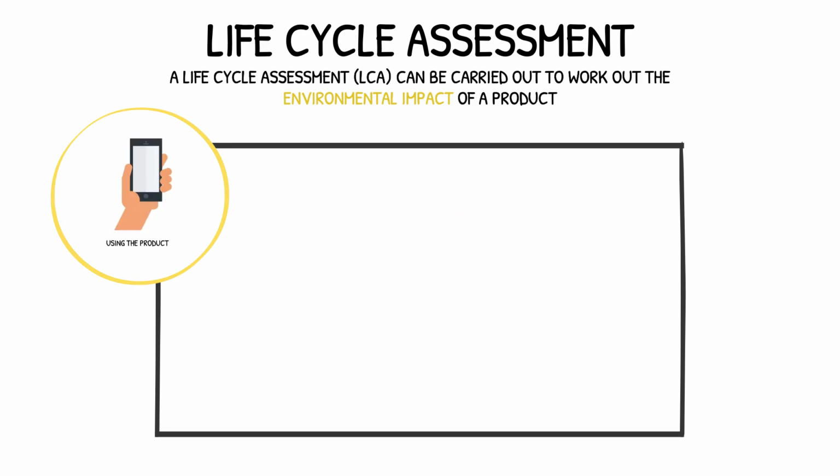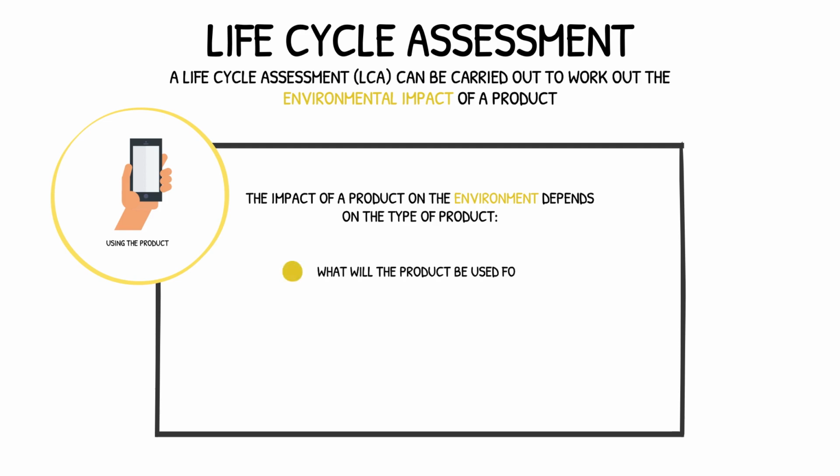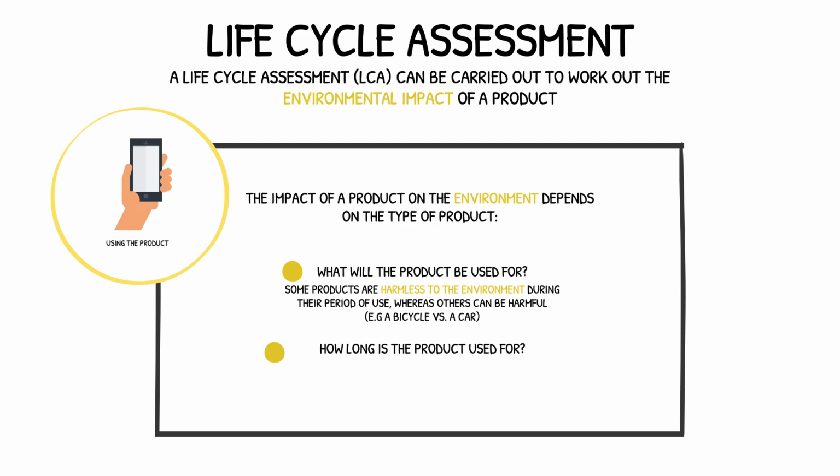Now the product has been manufactured and is in use, its impact on the environment must be assessed. The impact of the product on the environment is dependent on the type of product. So at this stage, it's important we consider what the product will be used for. Some products are harmless to the environment during their period of use, whereas others can be harmful. For example, a bicycle is harmless to the environment during its period of use, in comparison to a car, which emits pollutant gases. Not just this, but how long is the product to be used for? Can it be used an infinite amount of times, or is it only to be used for a limited time?